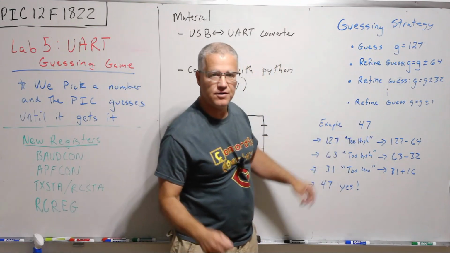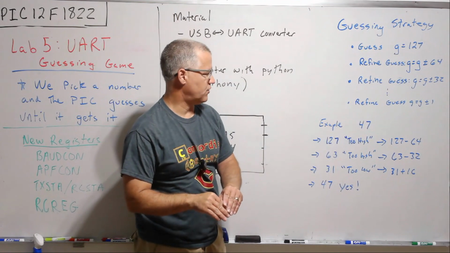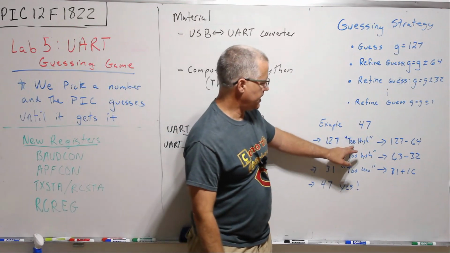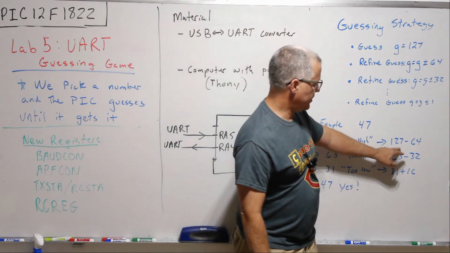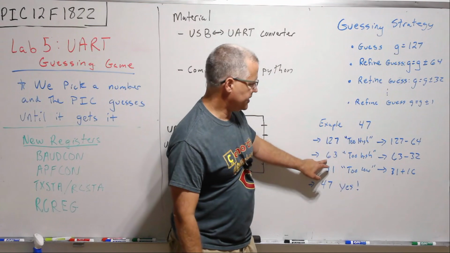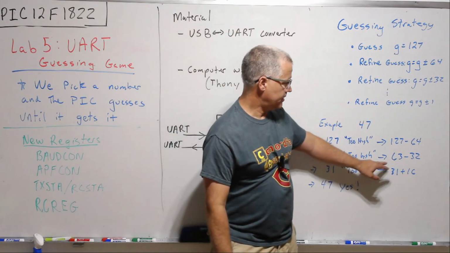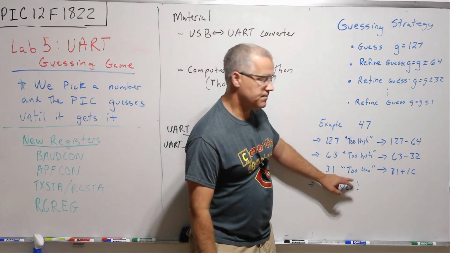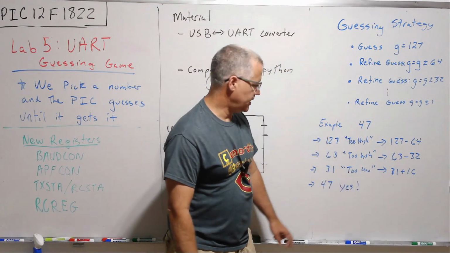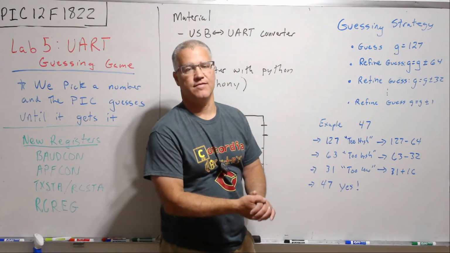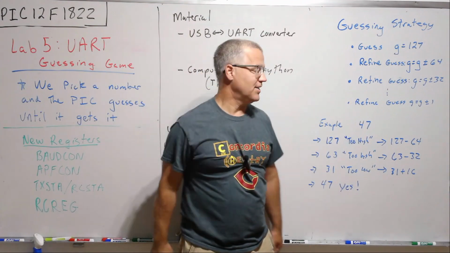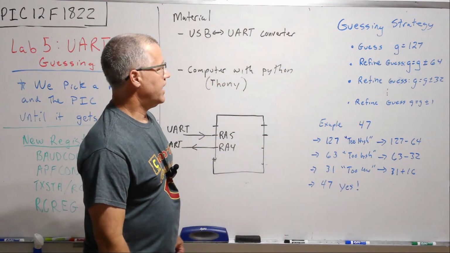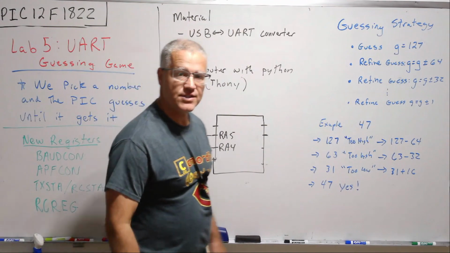Let's say we secretly choose 47. The PIC makes a guess at 127. Well, that's too high. So then it'll take 127 minus 64. That'll be 63. That's still too high. Then it'll be 63 minus 32. Now that's 31, which is too low. And then it'll be 31 plus 16. And in that case, it got 47. It might go all the way till it's making a change of 1, but eventually it'll get the right answer that way. All right, so let's see how this works.